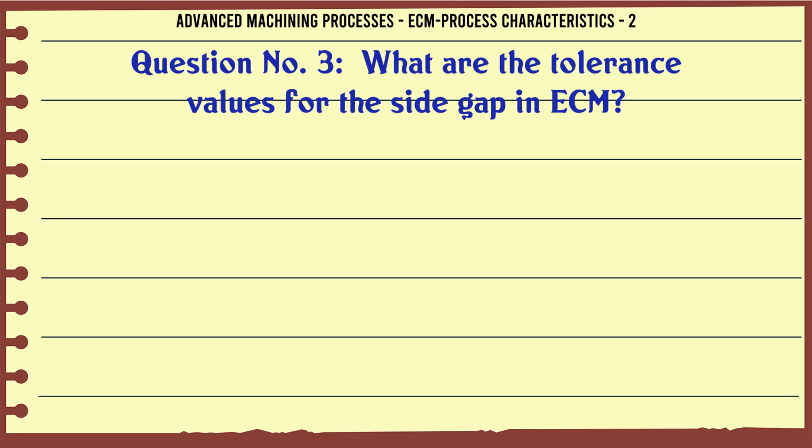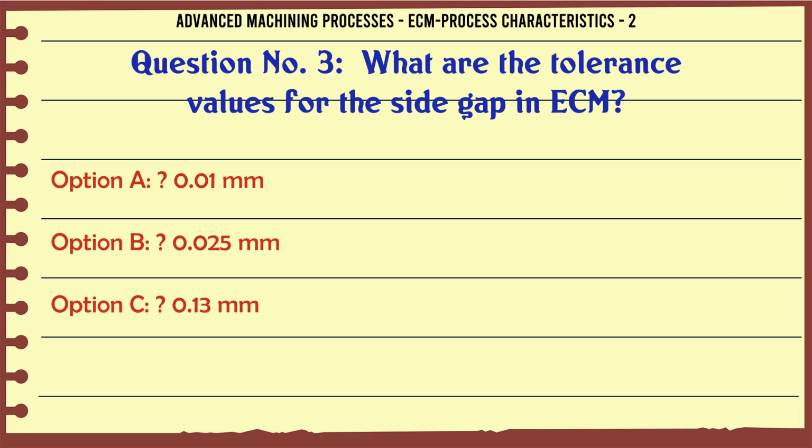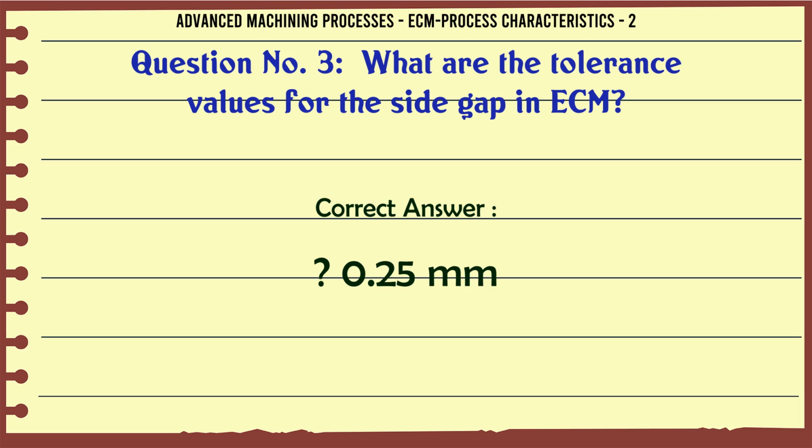What are the tolerance values for the side gap in ECM? A 0.01 mm, B 0.025 mm, C 0.13 mm, D 0.25 mm. The correct answer is 0.25 mm.